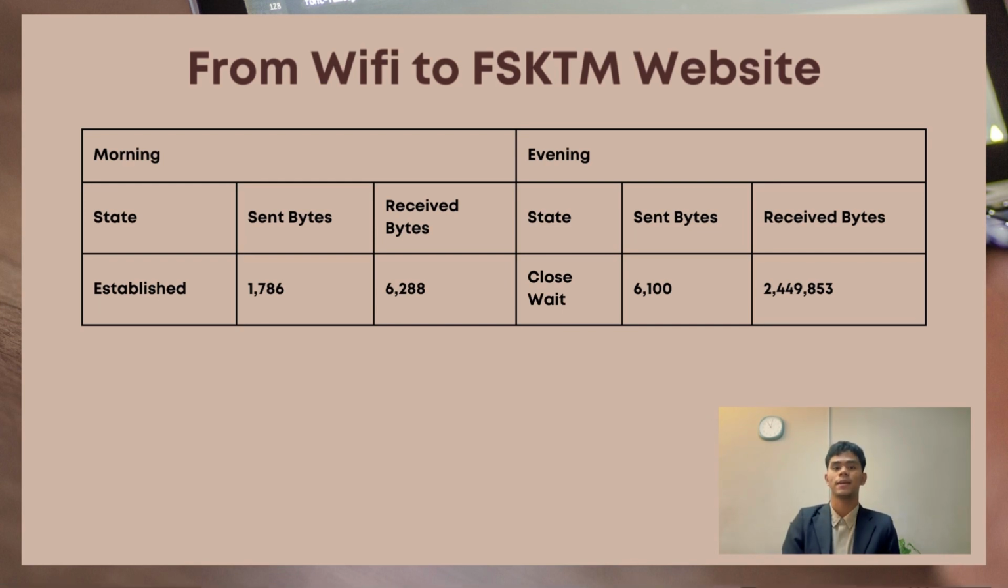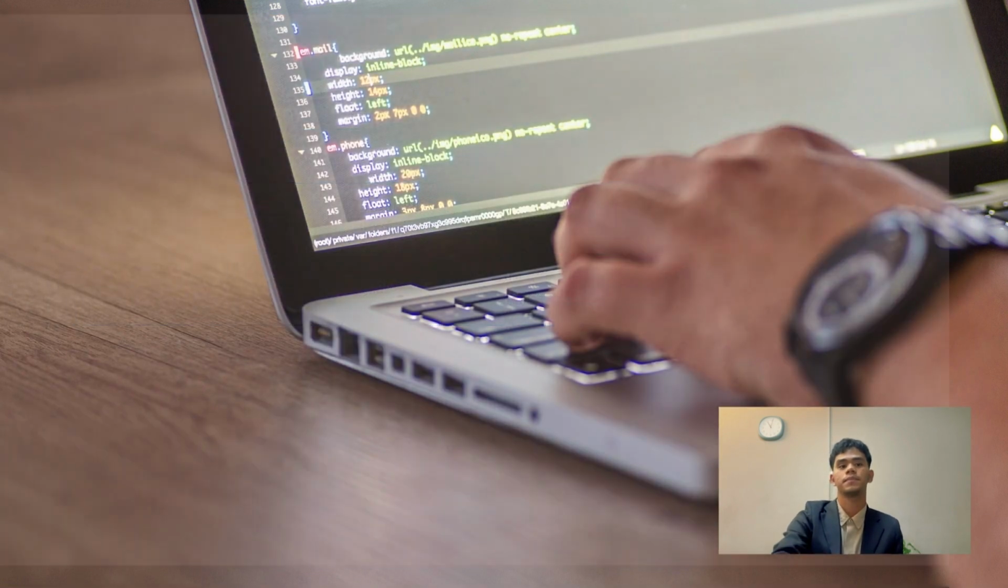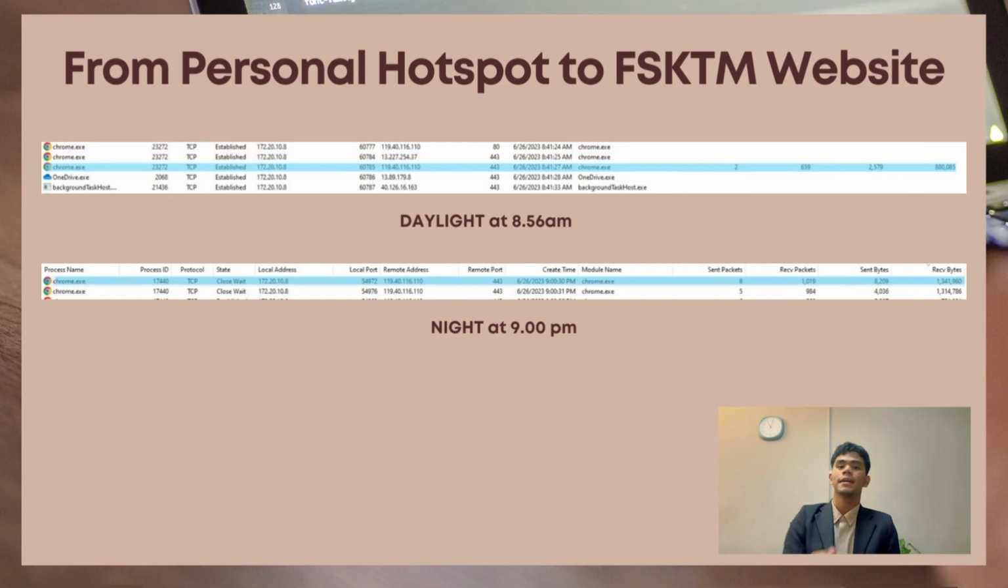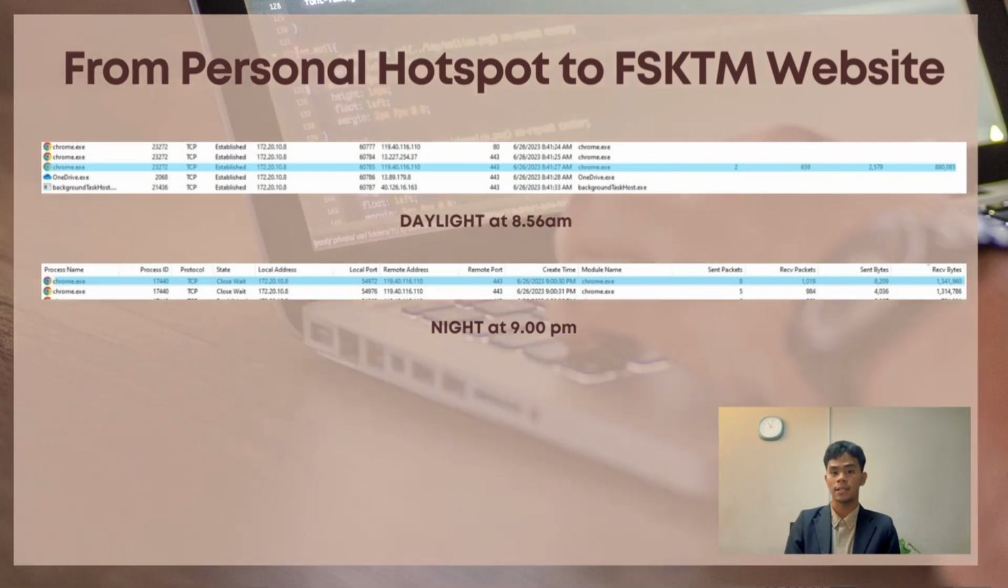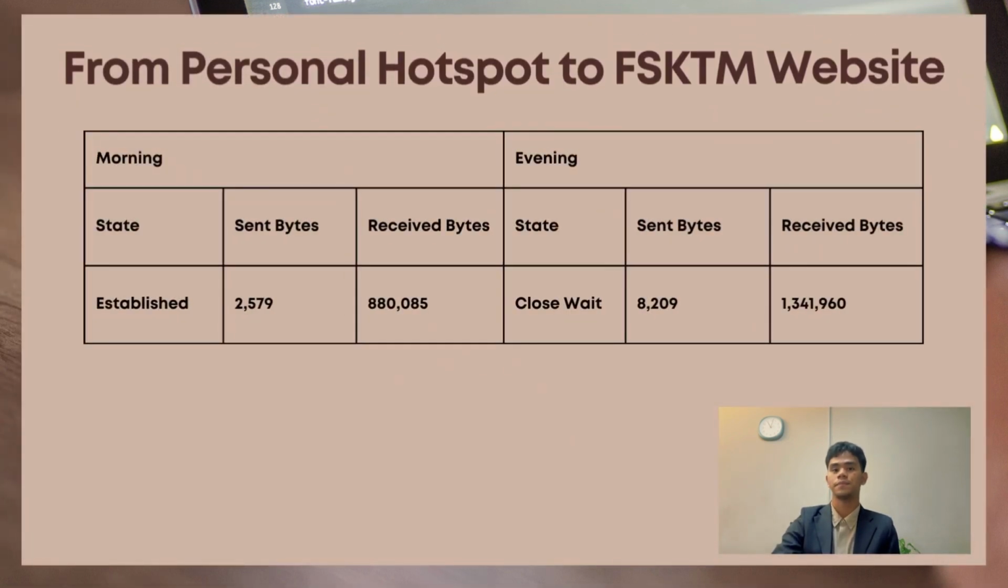And lastly, accessing the local website by personal hotspot. As you can see, significant differences in data exchange and network activity between the morning and the evening sessions can be observed. In the morning, the connection state was established, indicating a successful and active connection. However, in the evening, the connection state was listed as close wait, suggesting a termination request.